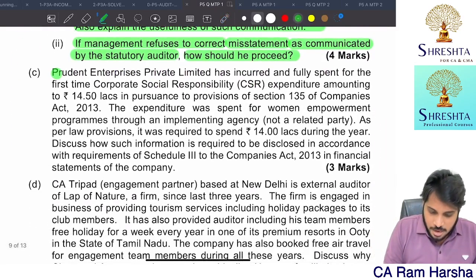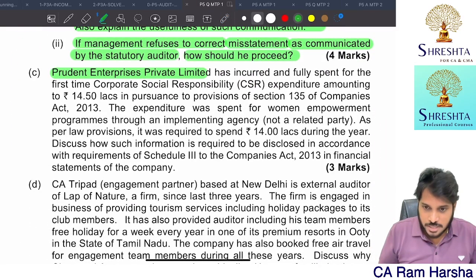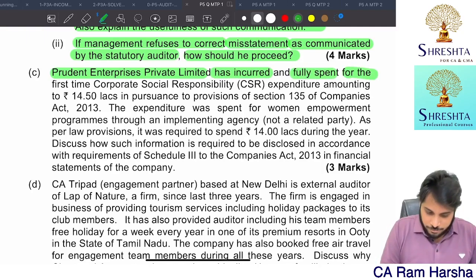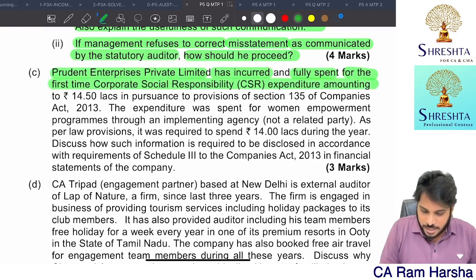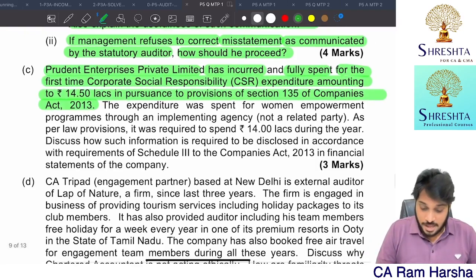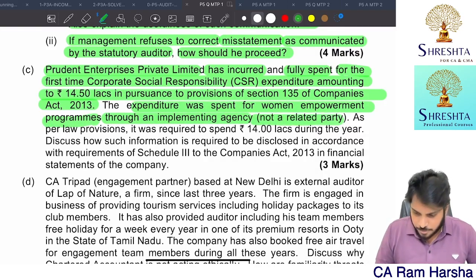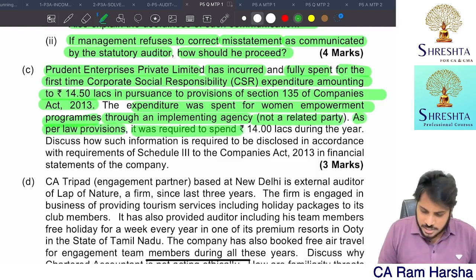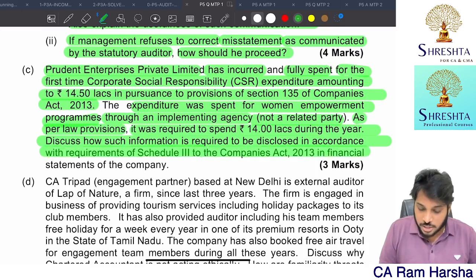Next, Prudent Enterprises Private Limited has incurred and fully spent, for the first time, CSR expenditure amounting to 14.5 lakh in pursuance of Section 135 of the Companies Act, CSR. The expenditure was spent for women empowerment programs through an implementing agency, not a related party. As per law, it was required to spend 14 lakhs during the year. Discuss how such information is required to be disclosed in accordance with Schedule 3.